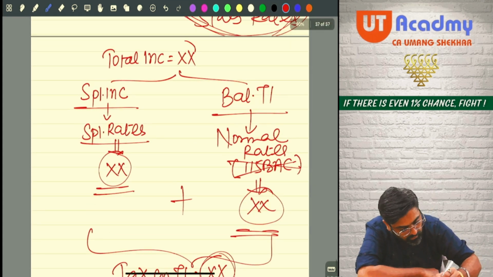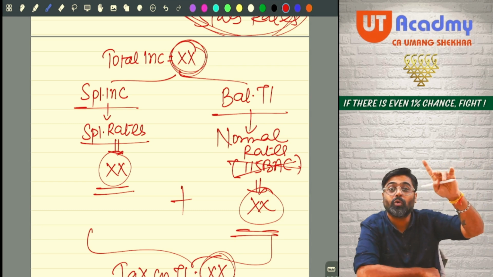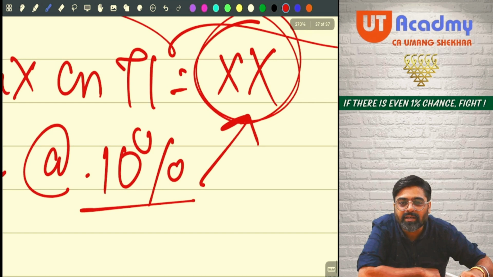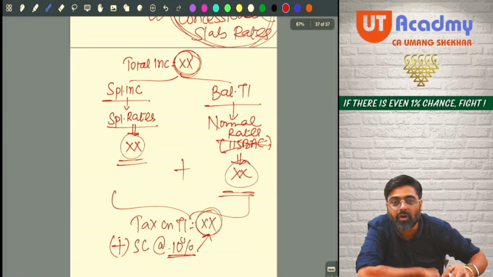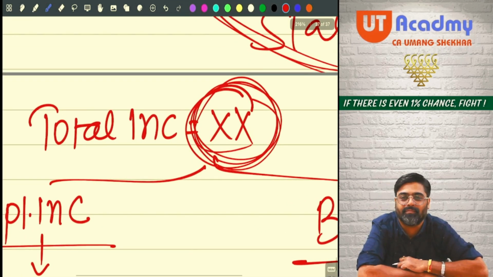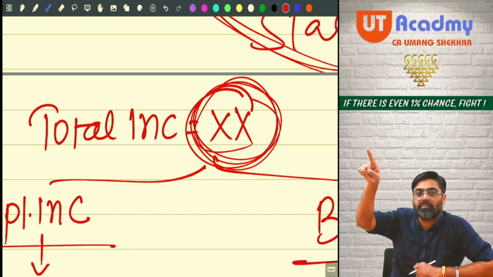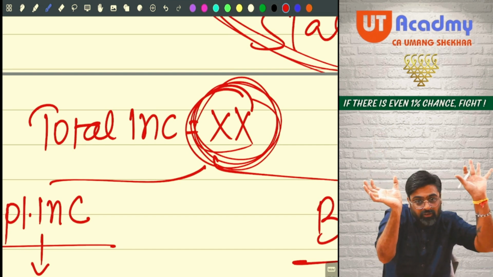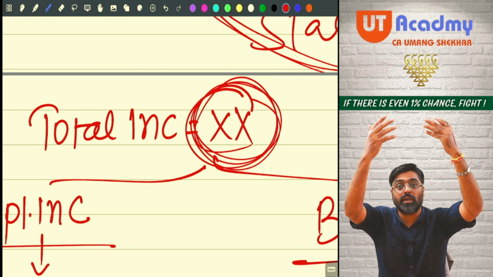If my total income is more than 50 lakhs, but up to 1 crore. So the rate of surcharge, this 10%, depends on the amount of total income. So I will have to check the amount of total income. Is my total income more than 50 lakhs? Total means special as well as normal, both the incomes taken together. I'm talking about the total income figure.